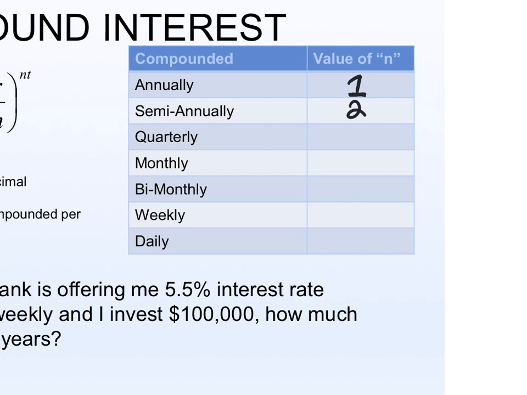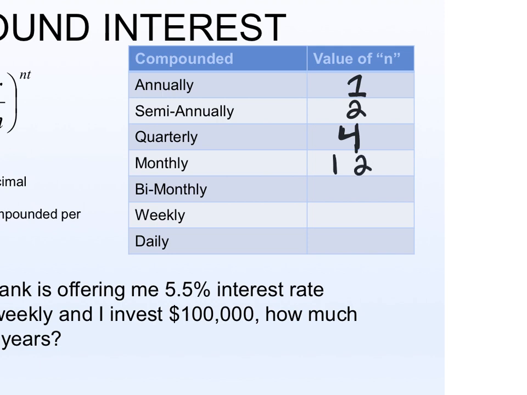If they say something is done quarterly, well, how many quarters are in a year? 4. It's the same amount that are in a dollar. All right? There are 4 quarters. So quarterly, your N value would be 4. What if I said it was compounded monthly? How many months are in a year? 12.